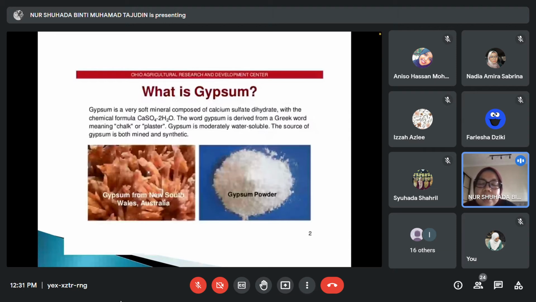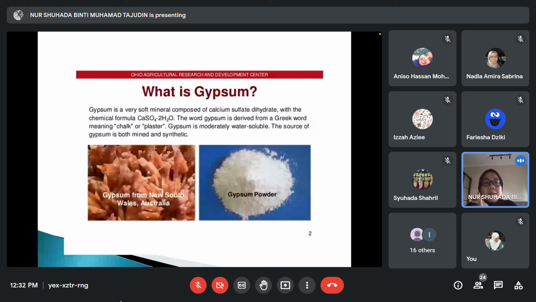Contohnya macam ada a few cases ataupun situation that the soil is dominated by sodium tau. Okay, so this sodium will make the soil structure poor. So how you want to improve the soil structure is you put gypsum. How it will act is that like this lah, nanti saya tunjuk.